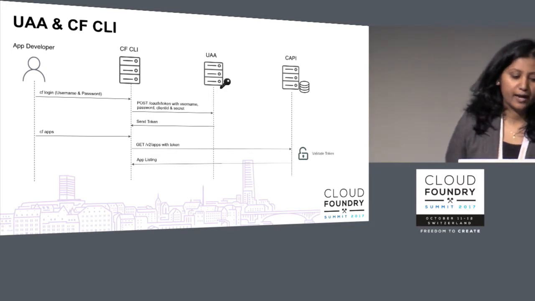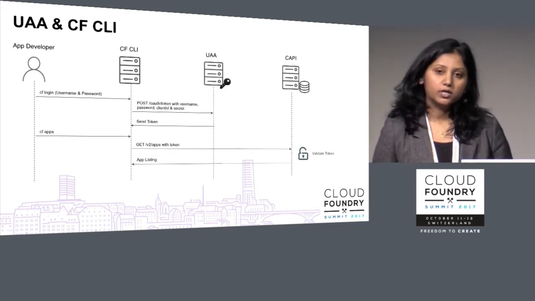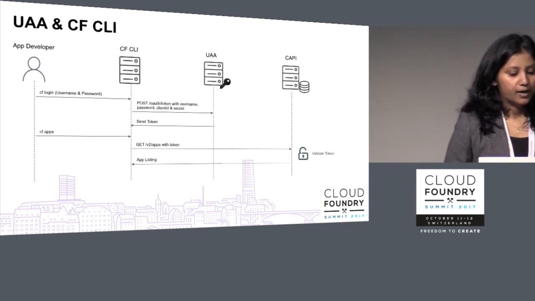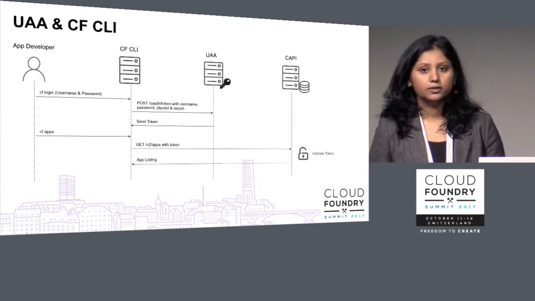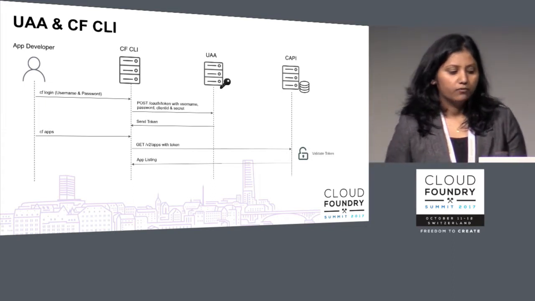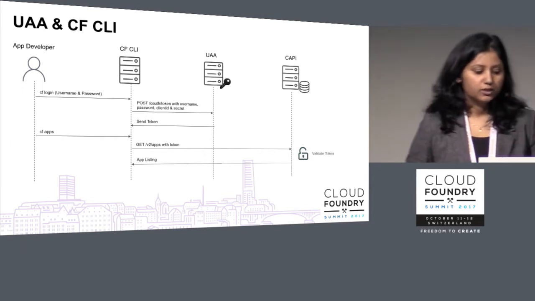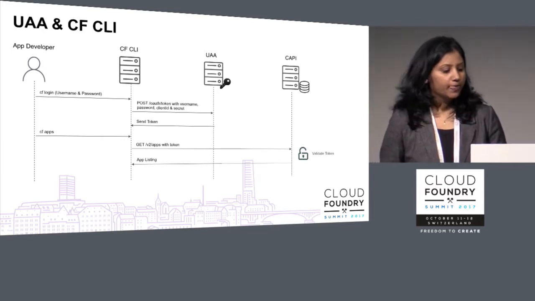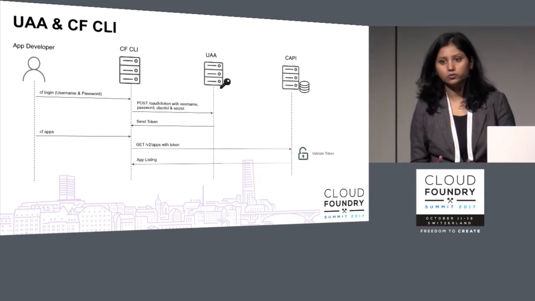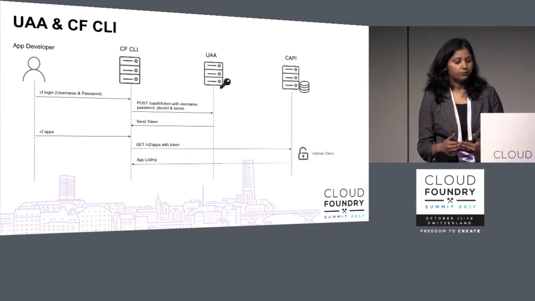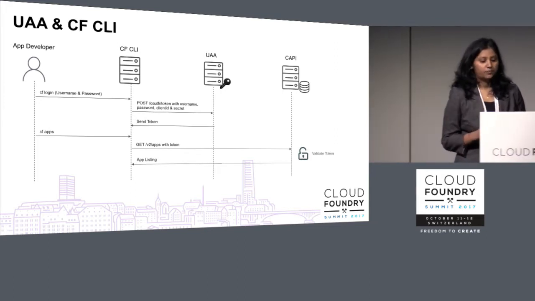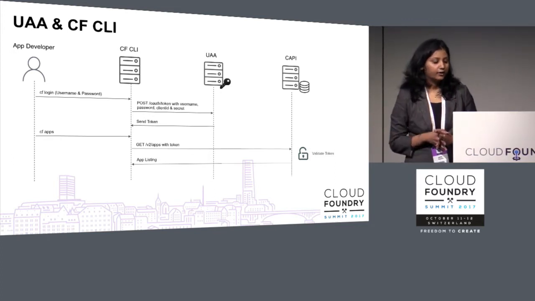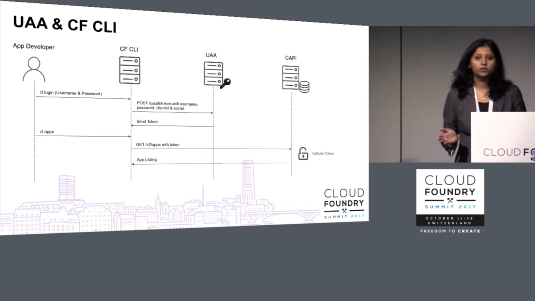So CFCLI, as a client, is actually going to first invoke UAA. And in this case, it's going to be the token endpoint. And it's going to pass the username, the password, the client ID, and the client secret. With CF client, it's a public client, so the secret is essentially empty. So when UAA receives that information, it authenticates the user, and then it generates a token which represents the identity of the user in the context of that client, and sends it over to the CFCLI.